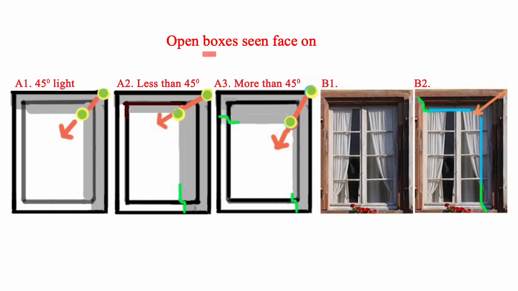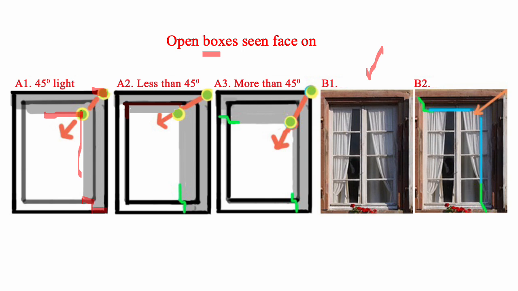These are open boxes seen face on, like an inset window. I started the light direction here, and it goes to the intersection of the horizontal and vertical shadows on the window. And when it gets to the bottom, since the window is deeper than the frame, it becomes displaced.